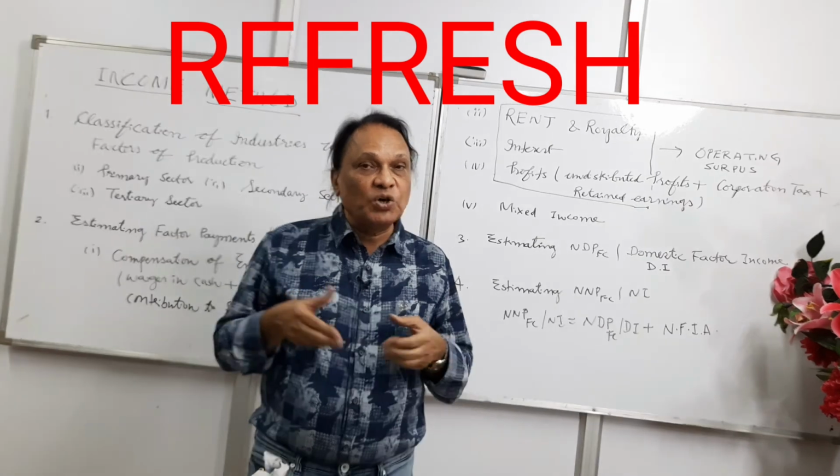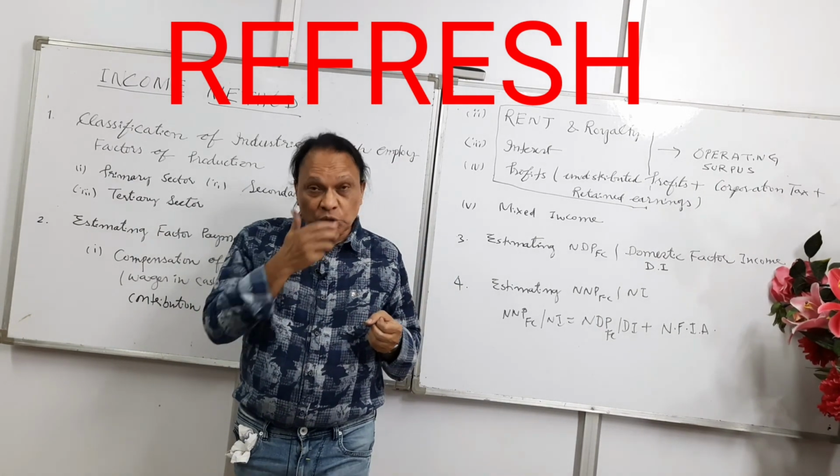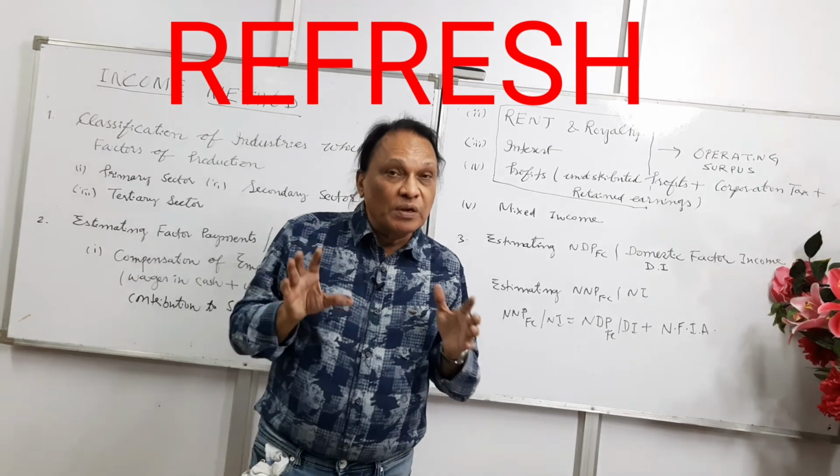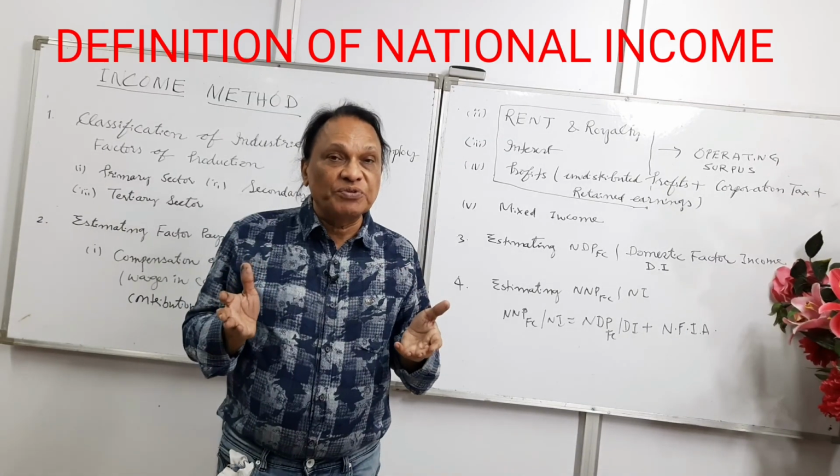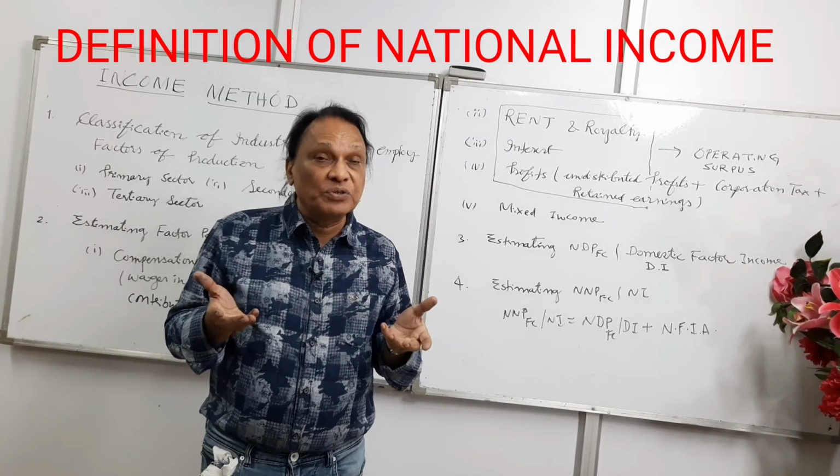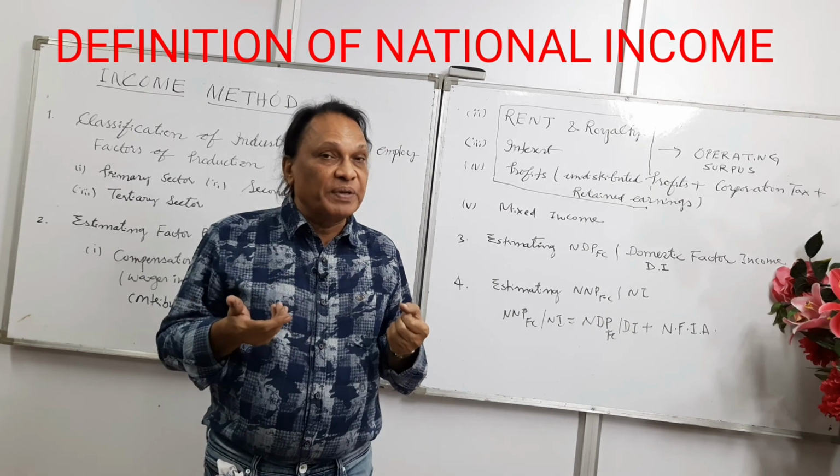Let's see the definition of income. The product method definition of national income is the total money value of all final goods and services produced in an economy in an accounting year. That's the product method definition.